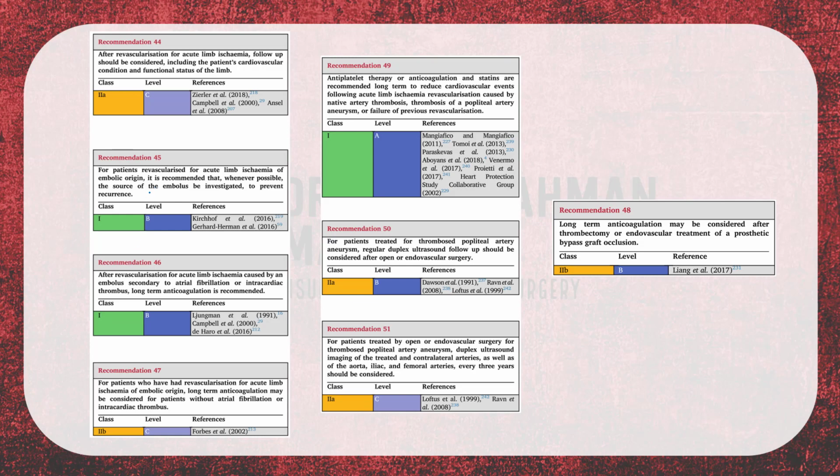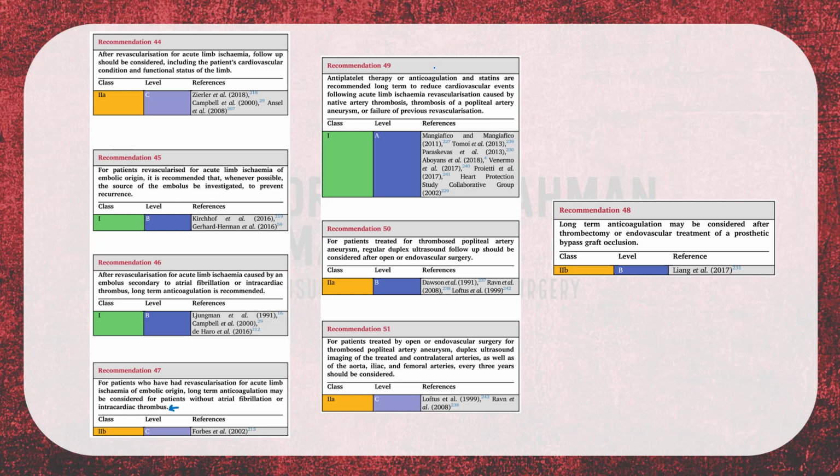For patients revascularized for acute limb ischemia of embolic origin, it is recommended that whenever possible the source of embolus be investigated, and this is to prevent recurrent embolization. After revascularization for acute limb ischemia caused by an embolus secondary to atrial fibrillation or an intracardiac thrombus, long-term anticoagulation is recommended. For patients who have had a revascularization for acute limb ischemia of embolic origin, long-term anticoagulation may be considered for patients without atrial fibrillation or intracardiac thrombus.